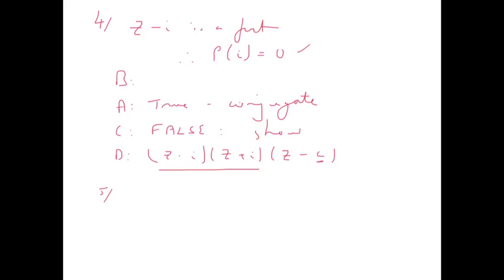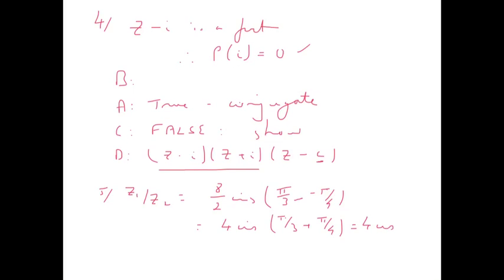Squeezing in question 5 if we can. We are looking for Z1 divided by Z2. So that would mean you've got 8 divided by 2 because you're dividing the R values. Cis. You then have the first angle minus the second angle, which means we end up with 4 cis. So it'll be pi on 3 plus pi on 4. So that's 4 cis. That's 4 on 12, 3 on 12. So what have we got? 7 pi on 12. So the option is D.